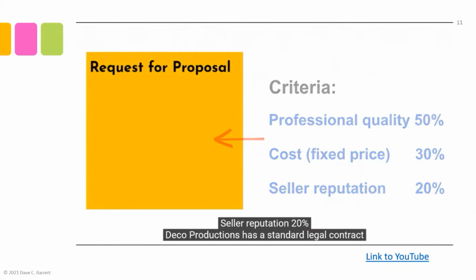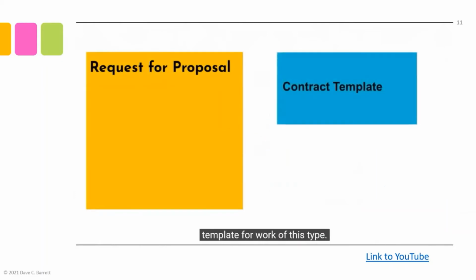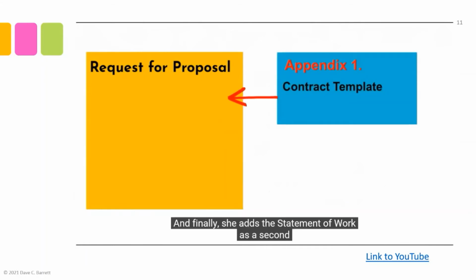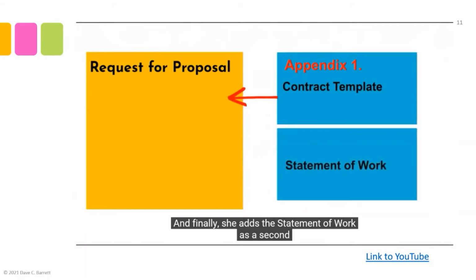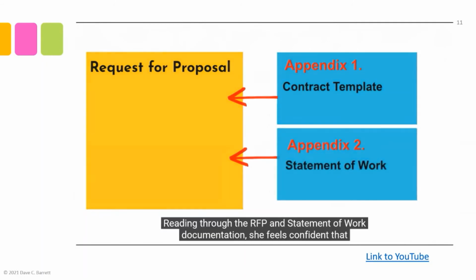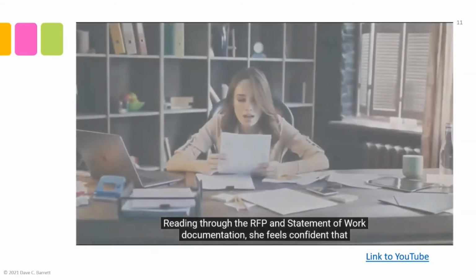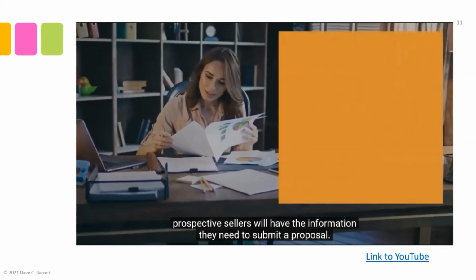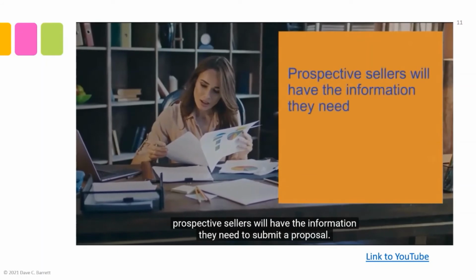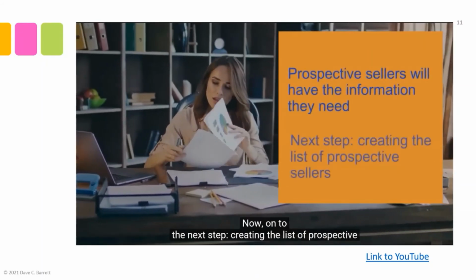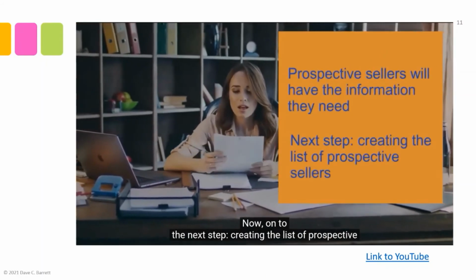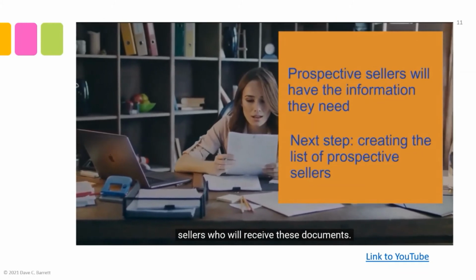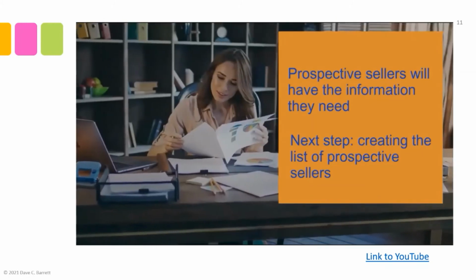Deco Productions has a standard legal contract template for this type of work. Sophie includes this template as an appendix. And finally, she adds the statement of work as a second appendix. Reading through the RFP and statement of work documentation, she feels confident that prospective sellers will have the information they need to submit a proposal. Now, on to the next step: creating the list of prospective sellers who will receive these documents.